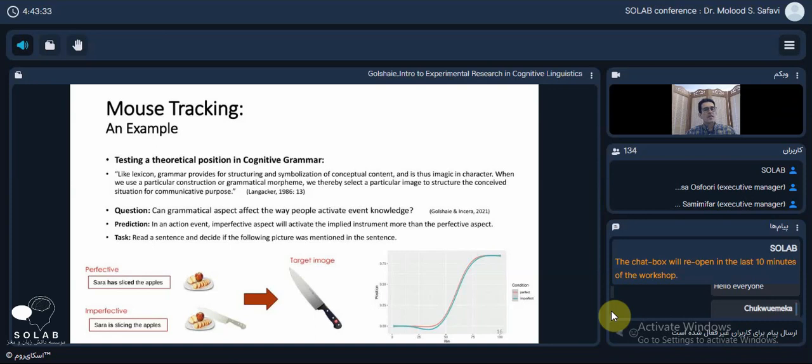And we reasoned that in imperfective aspect, because the focus of the event is on slicing the apples, participants may make a mental image of slicing those apples, and in that mental image, a knife would be present. But that knife would not be present in the perfective sentence because the focus of this aspect is on the end state, not the ongoing event. So we reasoned that participants would mistakenly believe that the knife had been mentioned in the imperfective sentence.